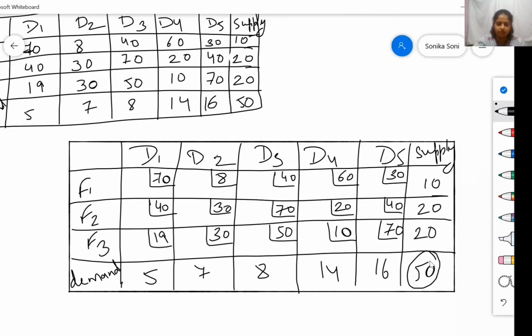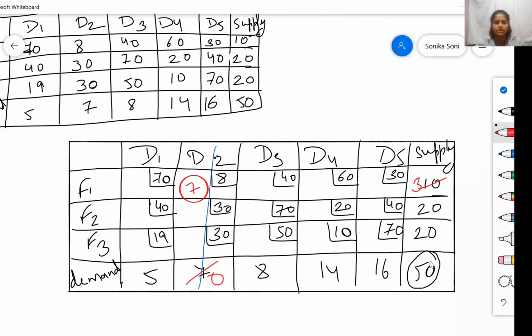Now we have to see which one is the lowest. Which one do we have as the lowest? We have F1, D2 has the lowest cost, where we can allocate only 7, because demand is 7 and supply is 10. So we can allocate only 7, the maximum allocation. Now when the demand is fully utilized, it becomes 0, and here supply becomes 3. Now the D2 column gets cancelled out.